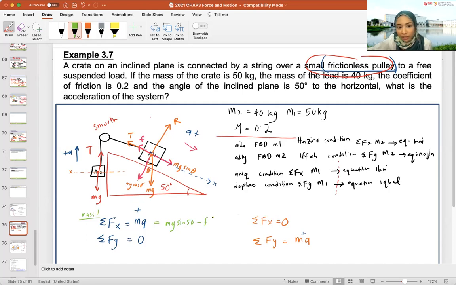Tapi awak buat dalam free body diagram awak positif F. Yes. Okay, boleh juga. Nanti kita tengok salah ke betul. Okay, sebab kita tak tahu kita punya box ni moving to the right or is it going to the left actually. So if you said it's positive, then it's okay. And then what else?